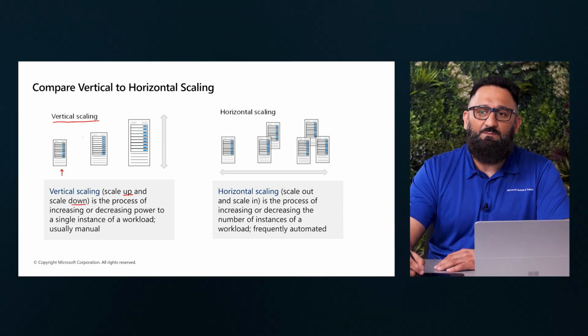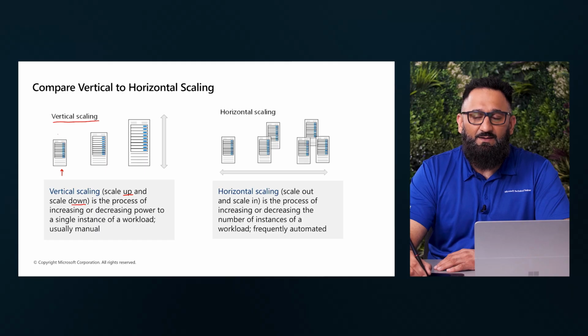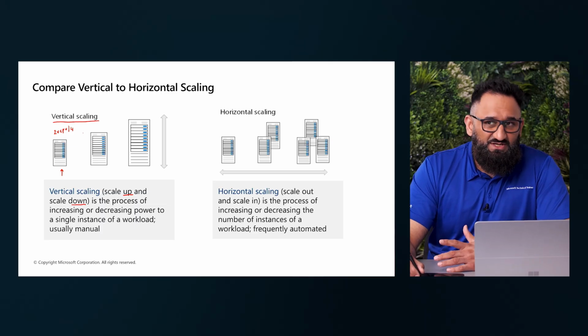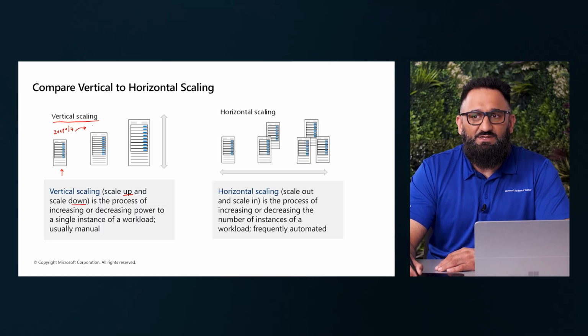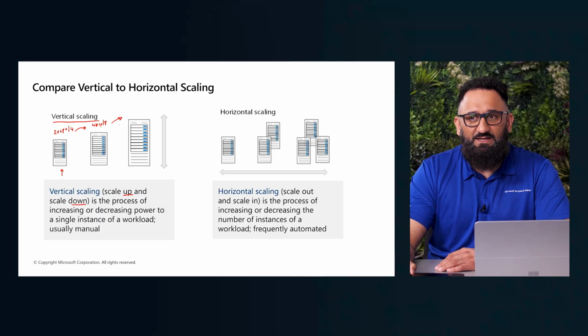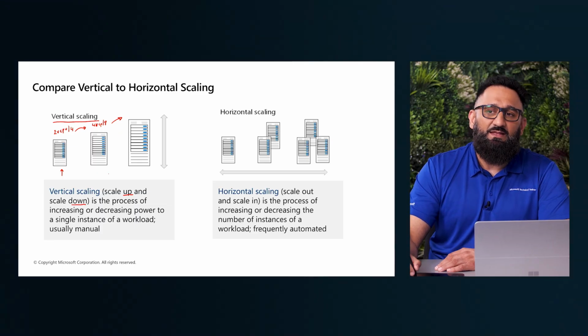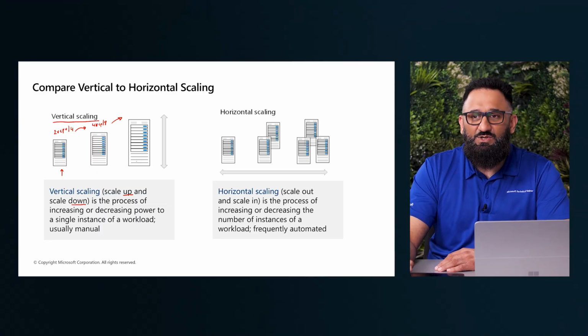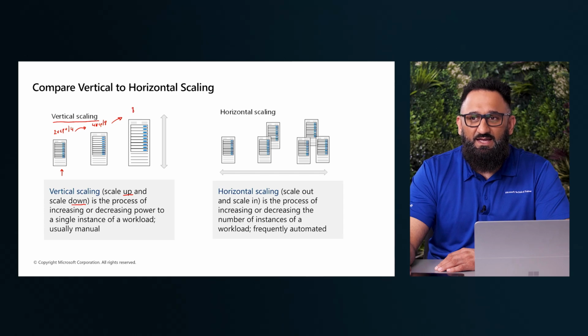Now, the difference between them, let's start talking about scaling up. I have a resource that can only cater for 2 virtual CPUs, or let's say 4 gig of RAM. However, it's not good enough for me. I can scale this up to, let's say, 4 virtual CPUs and 8 gig of RAM, or even higher than that. And I can keep on going. That's me scaling up.